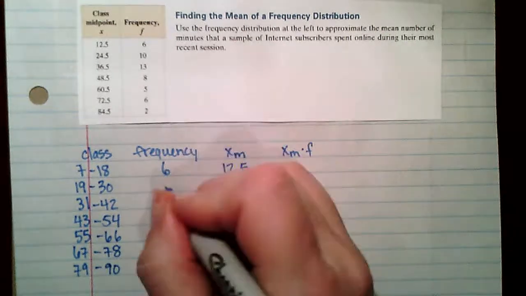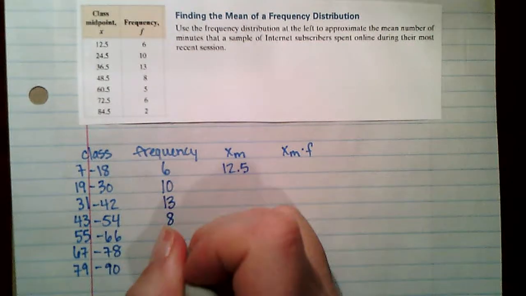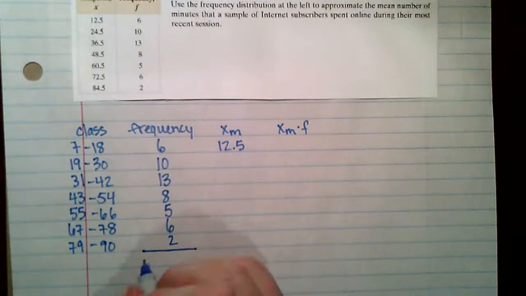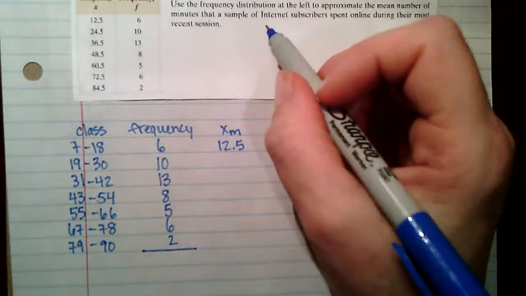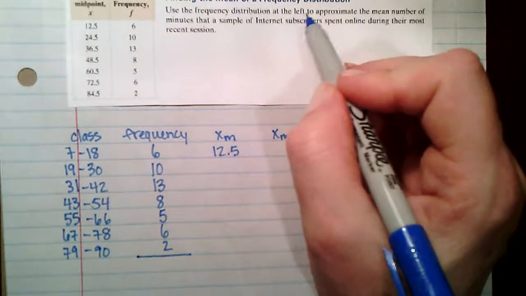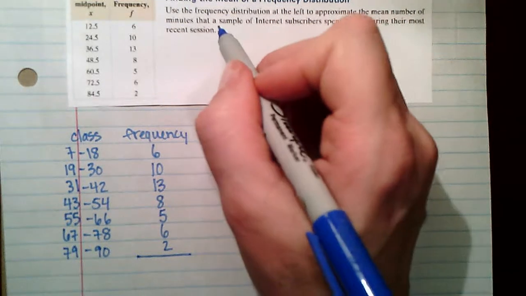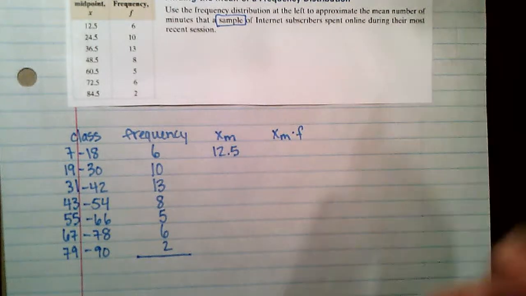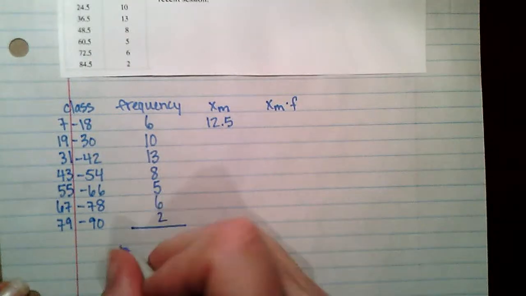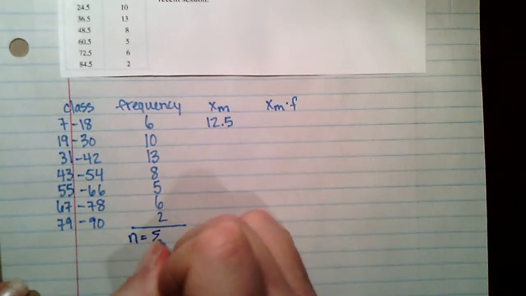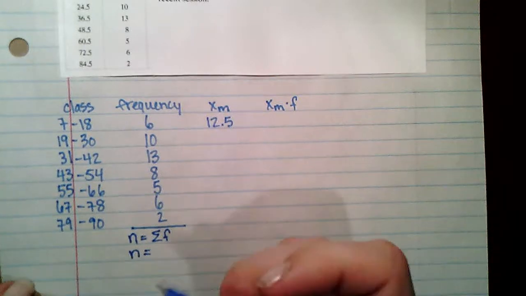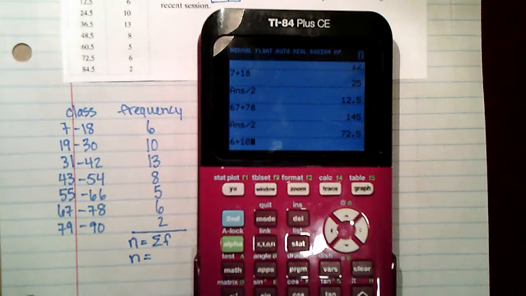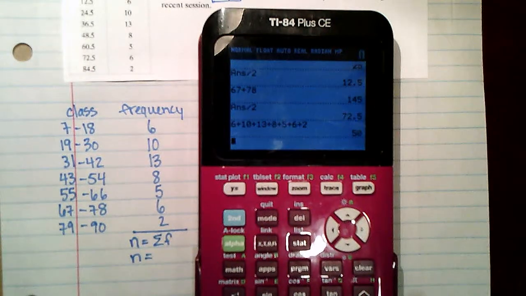Okay. Then my frequencies were given. So I'm just copying those out of my table. And then I want to figure out for my sample size, well, is this a sample or a population? Use the frequency distribution at the left to approximate the mean number of minutes from a sample of internet subscribers. The number of minutes they spent online during their most recent session. So to figure out my sample size, that's adding up all my frequencies. So my sample size will be, when I add these up, 50.